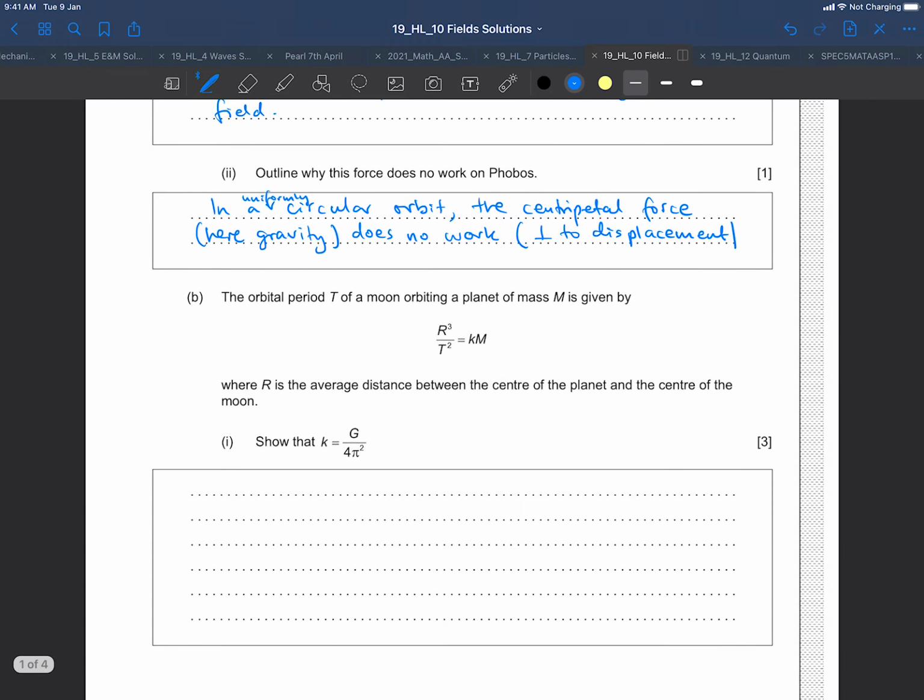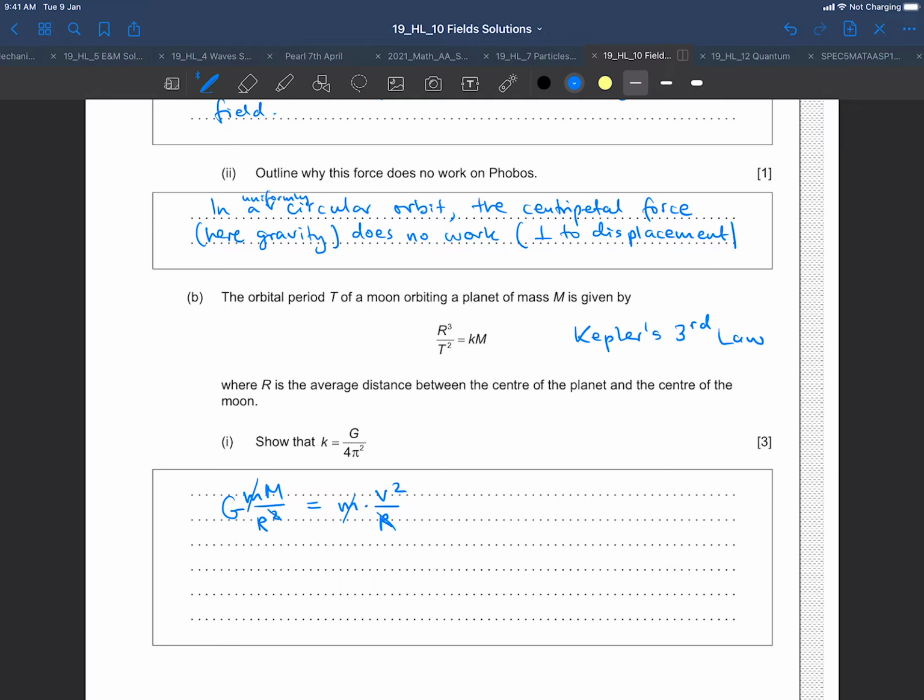Okay, next one: orbital period satisfies this, where r is the average distance between the center of the planet and the center of the moon. So this is Kepler's third law, which often pops up. It's really good to know the derivation of that, and it's very simple. The force acting on the moon is, of course, the force of gravity, which is this. And that is equal to the mass of the moon times its acceleration, and the acceleration is the acceleration of uniform circular motion, which is v squared over r. And then we just have to cancel and rearrange.